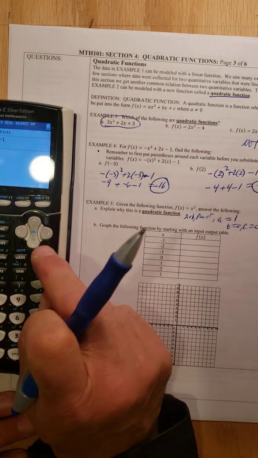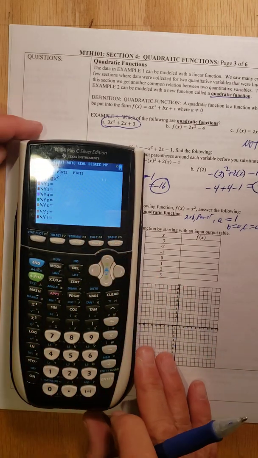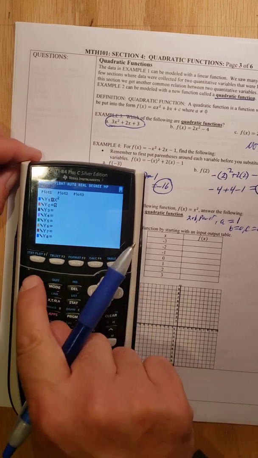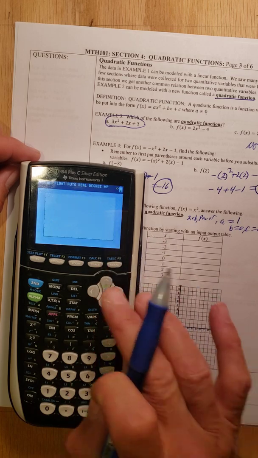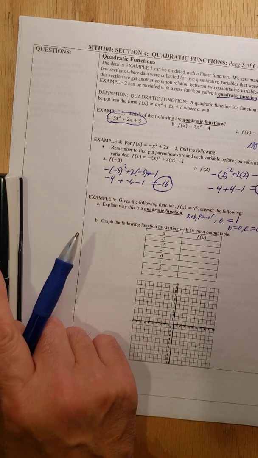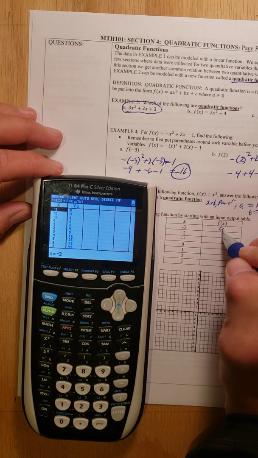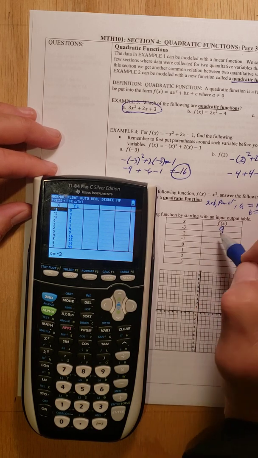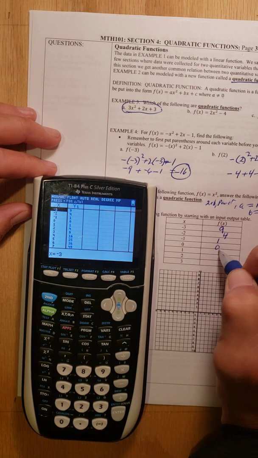So if I want to do a table, you can do this by hand, but why bother? Here I have x squared. I'm going to set up my table to start at -3 and go by 1, which I already have. And then I'm just going to hit second table. So -3, again, you can do this by hand. -3 squared is 9. -2 squared is 4. -1 squared is 1. 0 squared is 0. 1 squared is 1. 2 squared is 4. And 3 squared is 9.